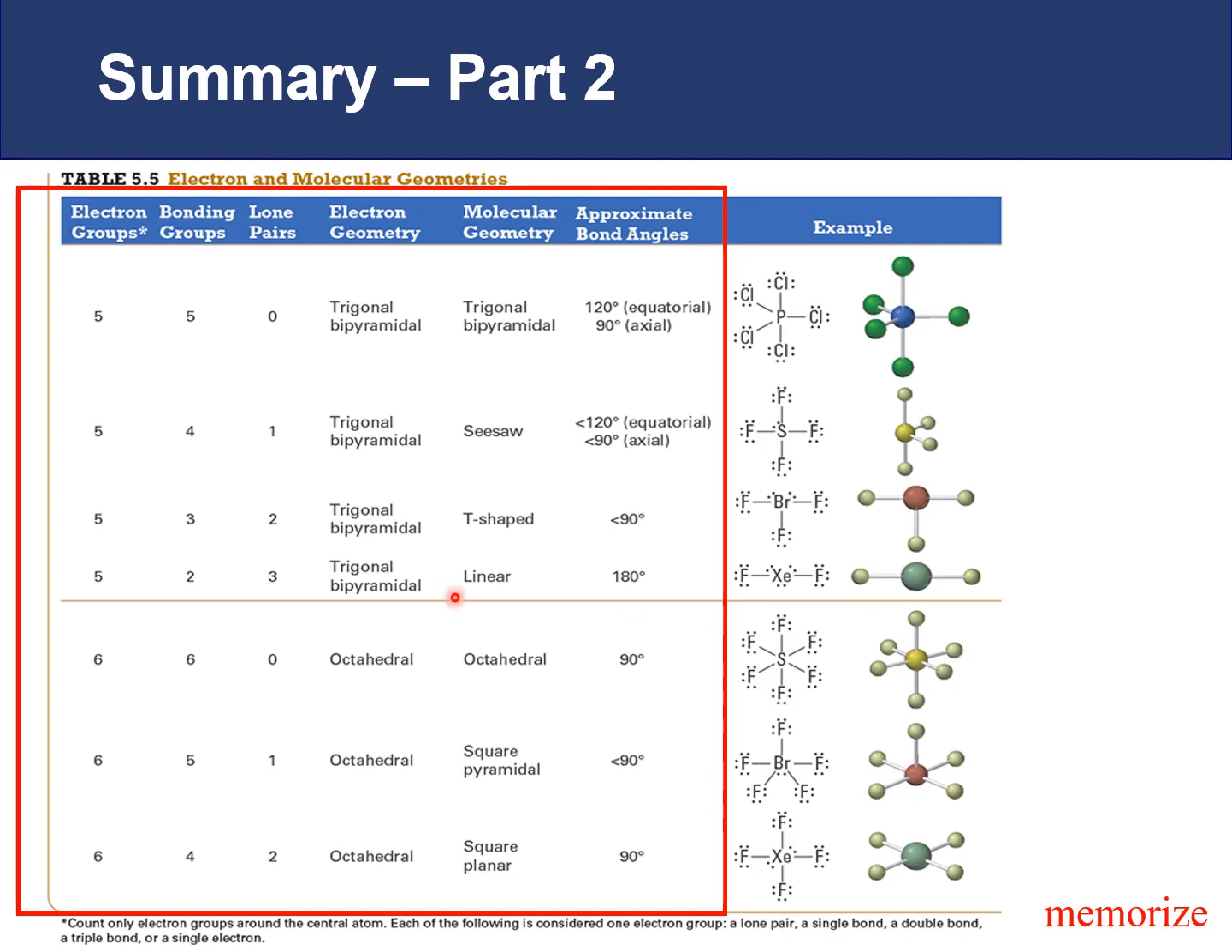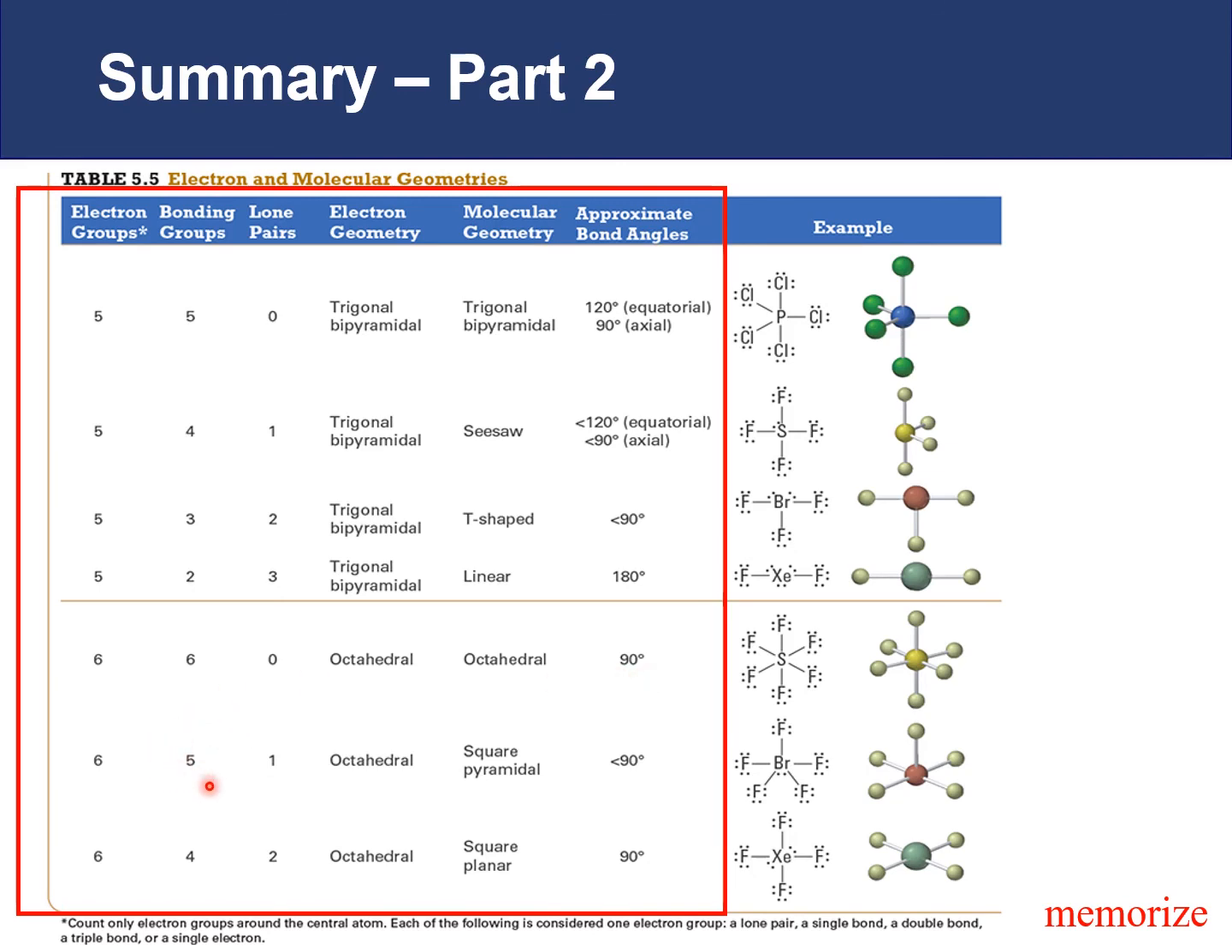Finally, expanding to 6 electron groups, we have 3 different options that we will be considering. The first is when we have 6 bonding groups and 0 lone pairs. Because we have 6 electron groups and all of those electron groups are bonding groups, both our electron geometry and our molecular geometry are going to be octahedral. The angles for octahedral are 90 degrees.